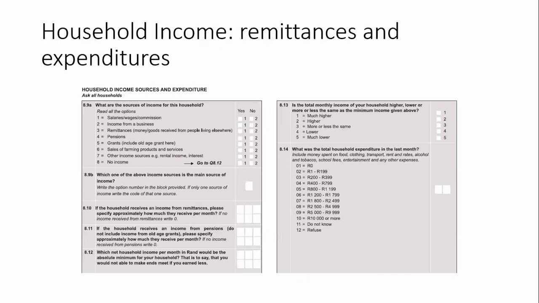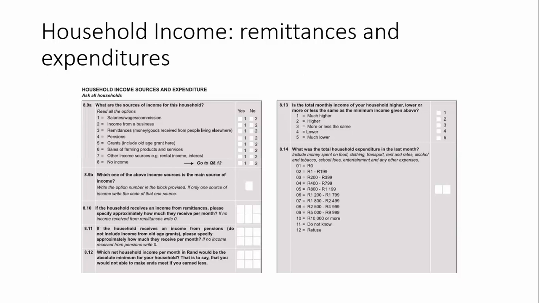Here are questions about household income, not to individuals, but first of all, what are the main sources of income? People get asked, is it salaries from work or income from a business, remittances, pensions, grants, etc.? Okay, and then there's specific questions. 8.10 and 11 are income from remittances and income from pensions.